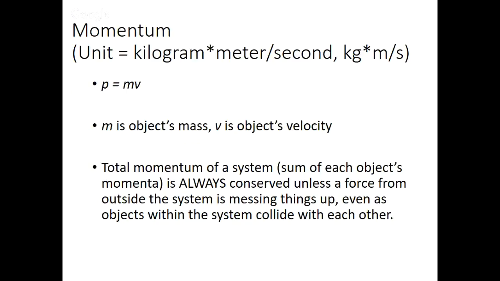Now, here it says, well, even as objects within the system collide with each other, these collisions between the objects can be a couple of different types. You could have elastic collisions and you can have inelastic collisions. The only difference is, well, A, do they stick together or not? And B, what else is conserved beyond momentum in these collisions?